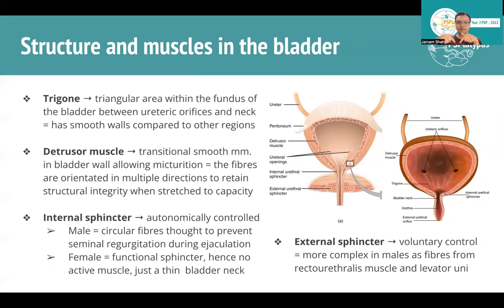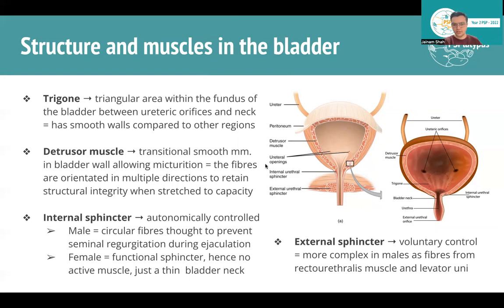So it connects the fundus of the bladder, which is that part where the urethra joins in, and it joins up with the ureteric orifices on either side. Now, the reason why it's important is because anatomically speaking, it has much smoother walls compared to everything else around it. Everything else is quite rugged, as you can tell, because it needs to expand when urine comes in, whereas the trigone is very smooth and tends to not expand as much.